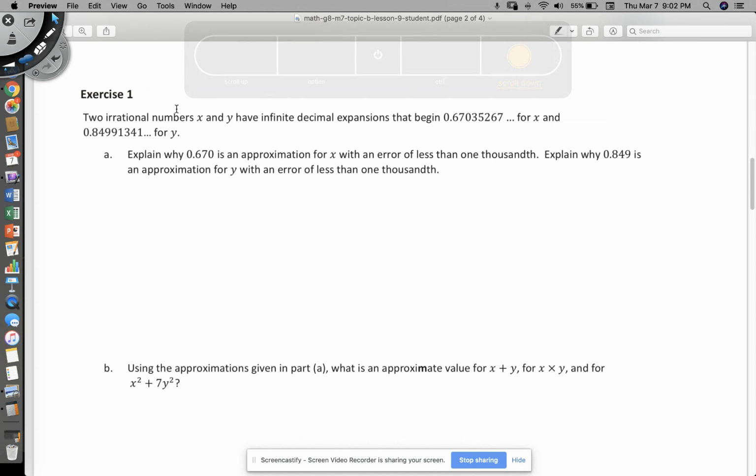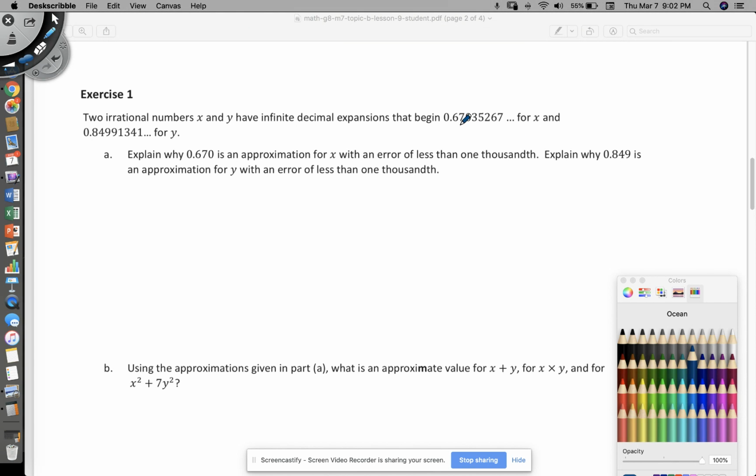So two irrational numbers, x and y, have infinite decimal expansions that begin with these two expansions here. They're using this first expansion here for x, so this is for x, and this one over here is for y. So it wants to know, explain why 0.670 is an approximation for x with an error that's less than 1,000th. Explain why 0.849 is an approximation for y with an error of less than 1,000th.